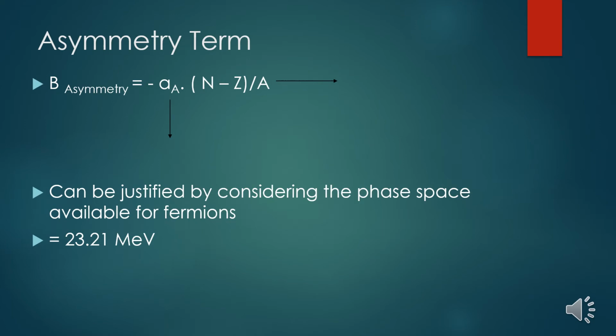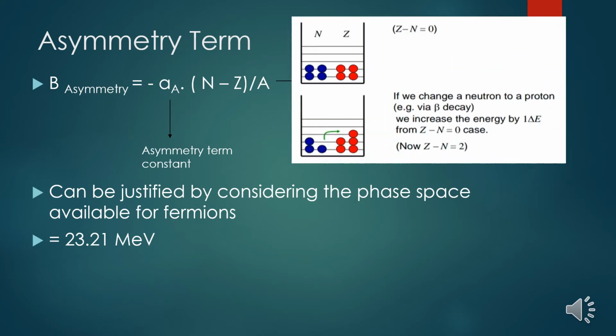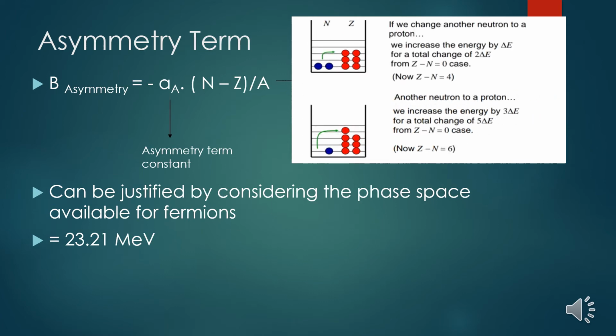There are other terms in the liquid drop model, the asymmetry term. Imagine that the neutrons and protons are in a potential well, the nucleus. We will assume that the well has almost equal spacing of energy levels. Let the spacing be delta E. Neutrons and protons are fermions, so the Pauli exclusion principle allows only 2p and 2n in each level. For a nucleus with a given A, the lowest energy is when N equals Z. If we change a neutron to a proton, we increase the energy by 1 delta E from the Z minus N equals 0 case. If we change another neutron to a proton, we increase the energy by 1 delta E, for a total change of 2 delta E from the Z minus N equals 0 case. Adding another neutron to a proton, we increase the energy by 3 delta E, for a total change of 5 delta E from the Z minus N equals 0 case.